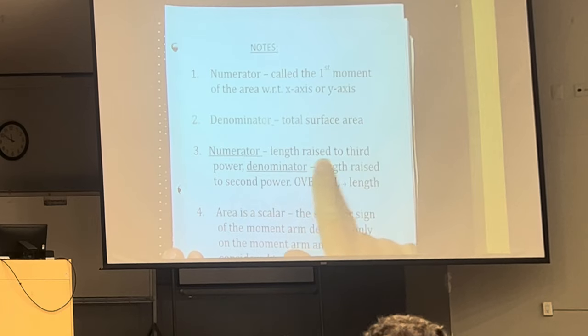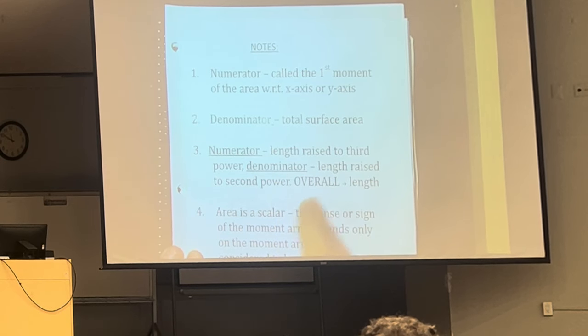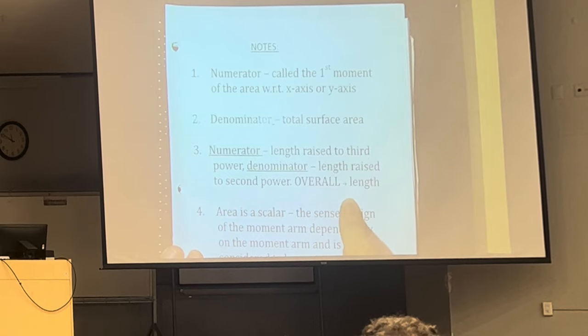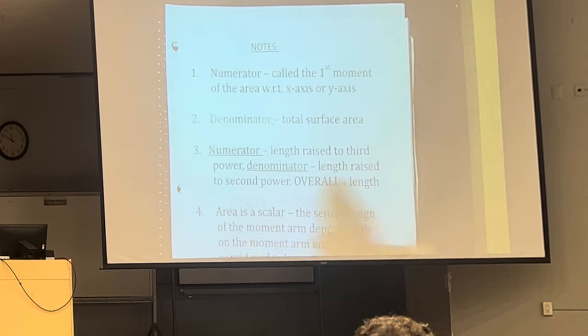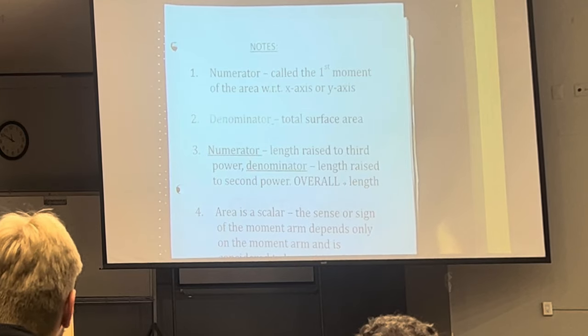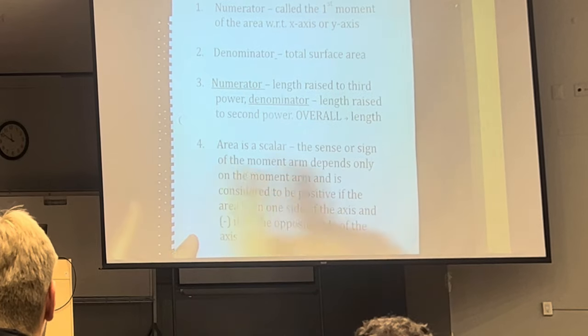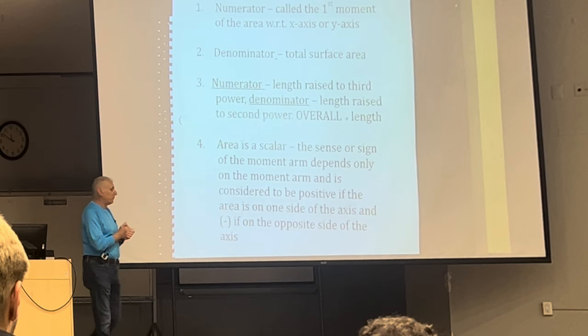Second, the numerator has length raised to the third power. Why? It's x dA. dA is feet squared times x. That's going to give me feet cubed. Then I'm going to divide that by the denominator, which is feet squared. So I've got feet cubed divided by feet squared, leaving me feet, or meters, or inches, or whatever units you are using.